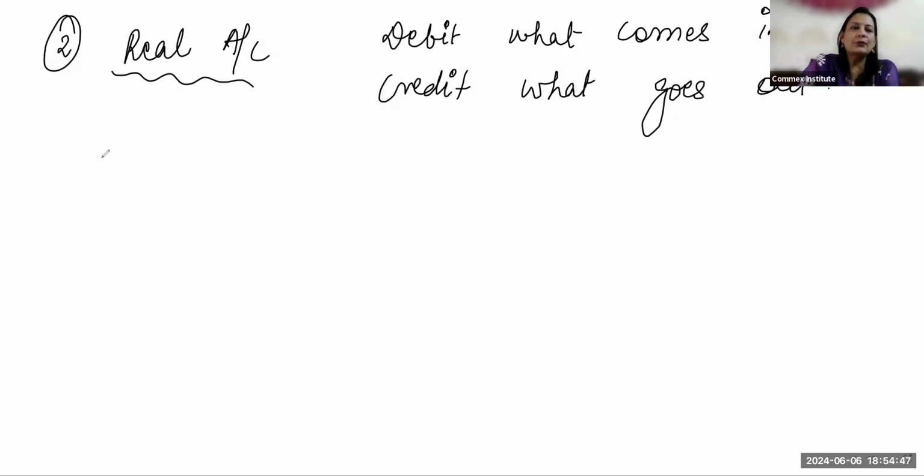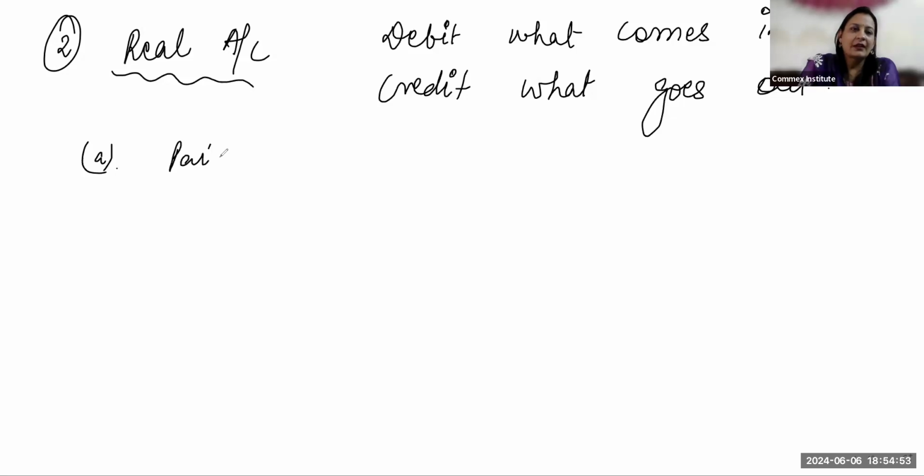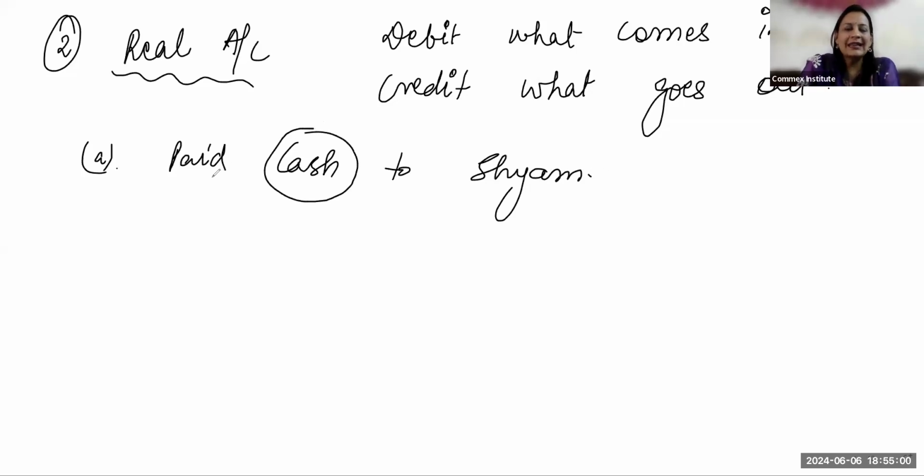Now going back to the same transaction A. A paid cash to Shyam. Now, bachcho, over here, cash is my asset. Cash in hand is my asset.